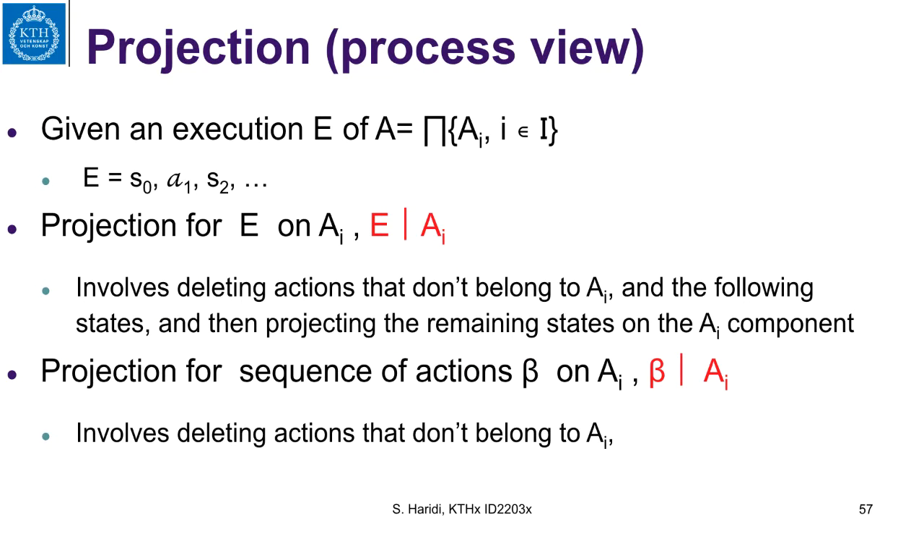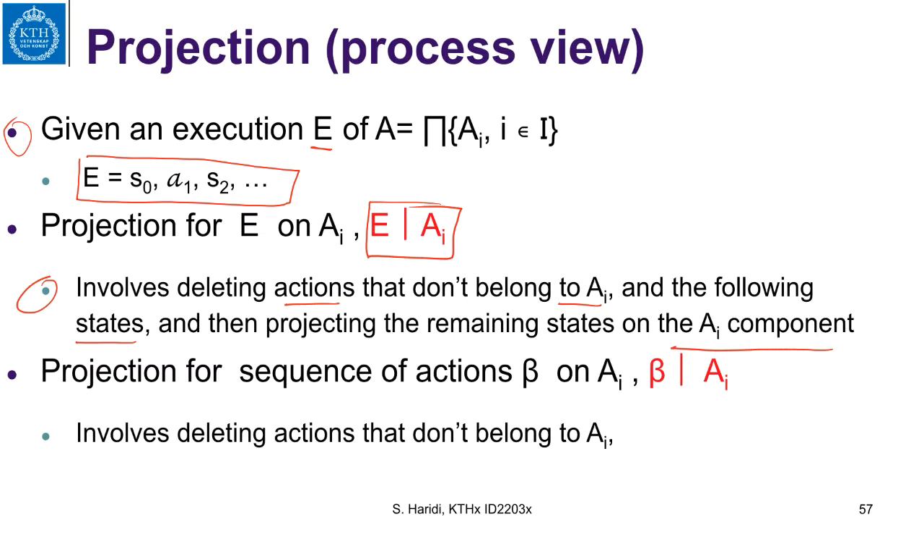So in summary, given now an execution E that looks like this of a composed automata A, the projection involves deleting actions that do not belong to AI and the following states, and then projecting the remaining states on the AI component. This is just a summary. And projection of a sequence of actions on a component automaton involves deleting actions that do not belong to the actions of the component.